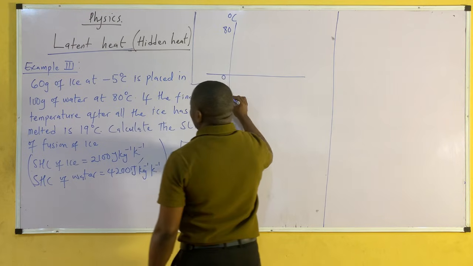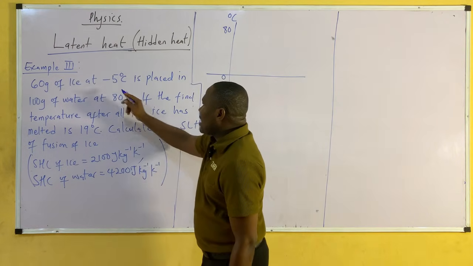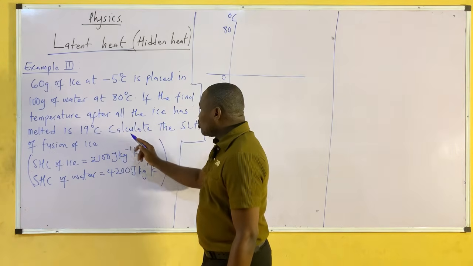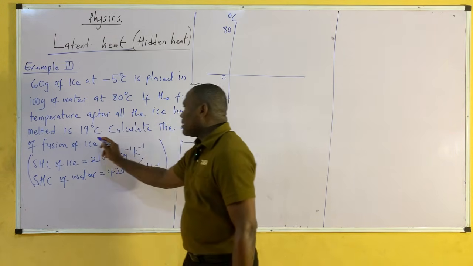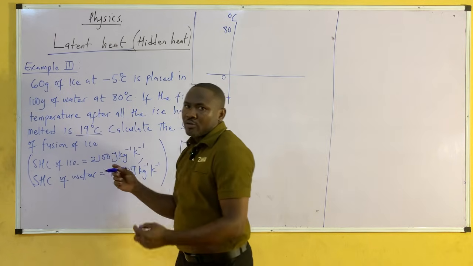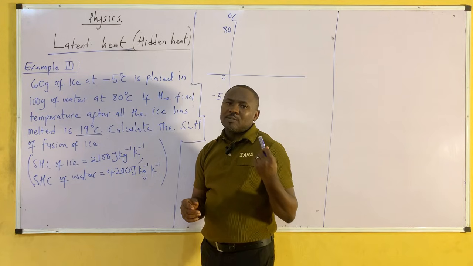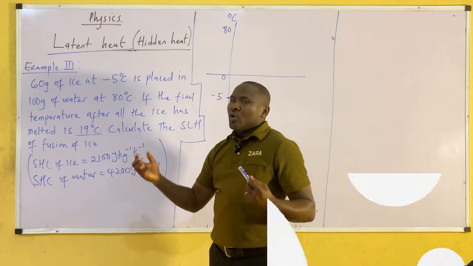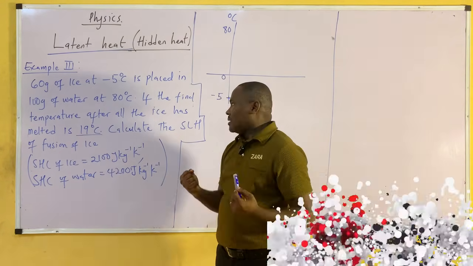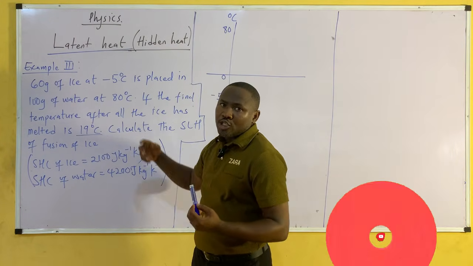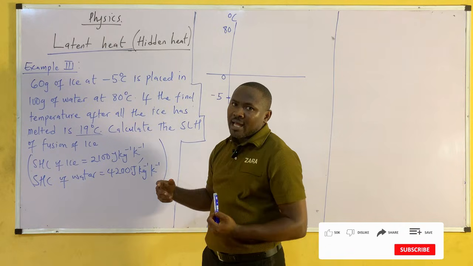Now if the ice is here, for ice to move from minus 5 to the final temperature, our final temperature is 19. Remember, it will gain heat. We discussed this already in heat capacity and specific capacity. We said that the heat loss by the water is equal to the heat gain by the ice.